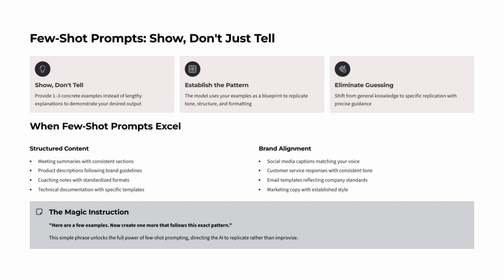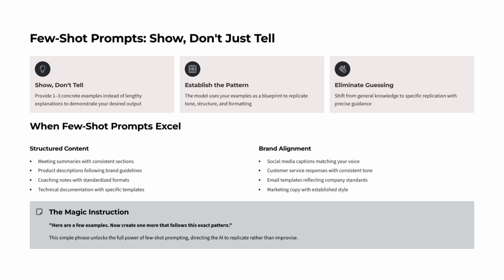The same applies to product descriptions, coaching session notes, journal prompts, lesson summaries, customer service responses, and almost anything that has a repeatable structure. The beauty of few-shot prompting is that you only need a couple of examples to completely shift the model's output. You don't have to write a long explanation. You don't have to over-engineer the prompt. You simply say, here are a few examples. Now create one more that follows this exact pattern.